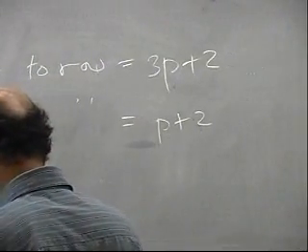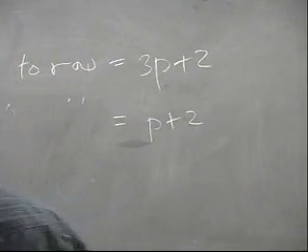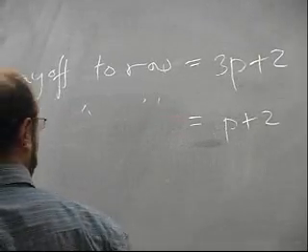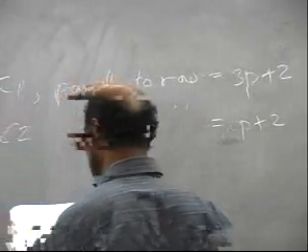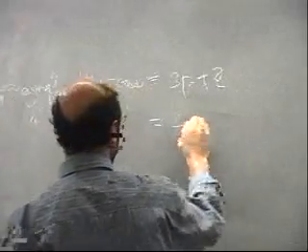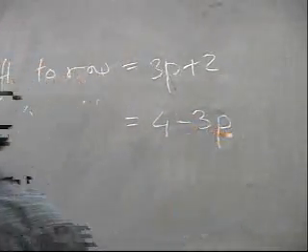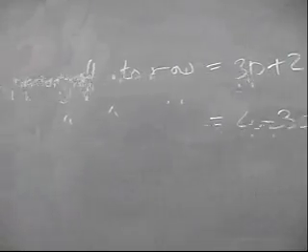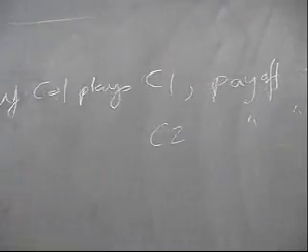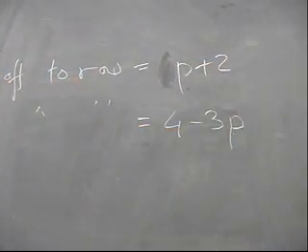Did I get this wrong? Let me see, I should read this. Row plays C1, it gets 3P plus 2. Column plays C2, it gets 4 minus 3P. Yuck. No wonder. I'm not reading this, I need better glasses. I can't see this and write at the same time. Anyway, so these are the 2 lines.